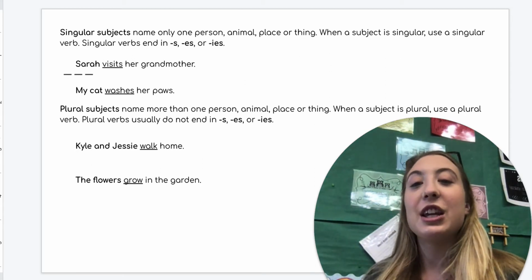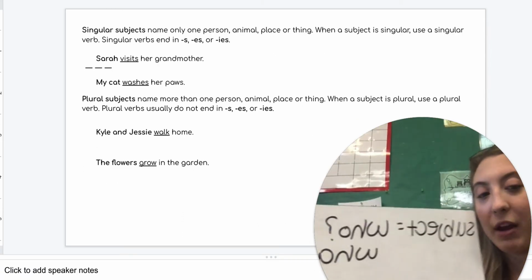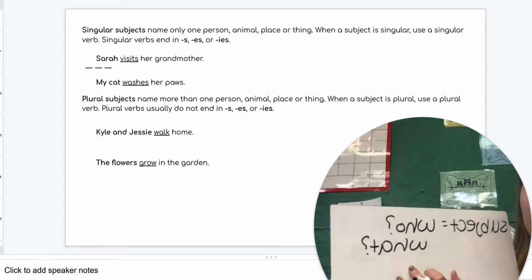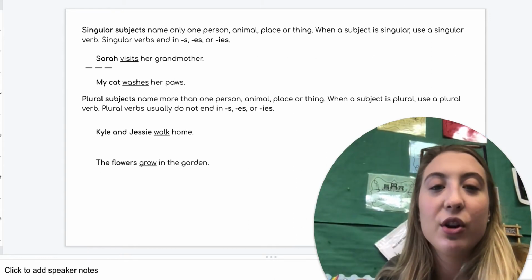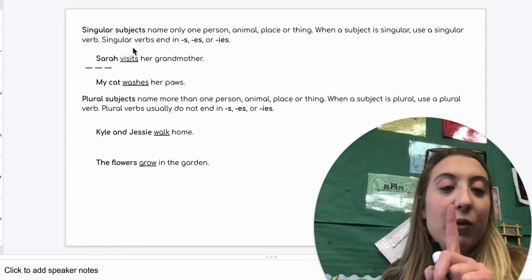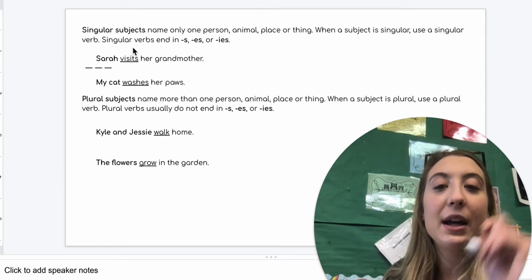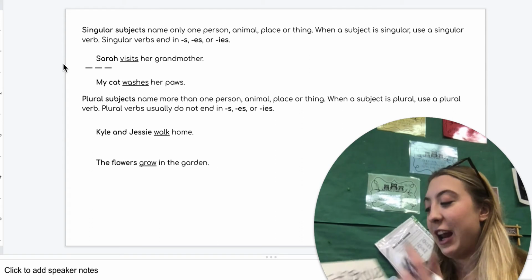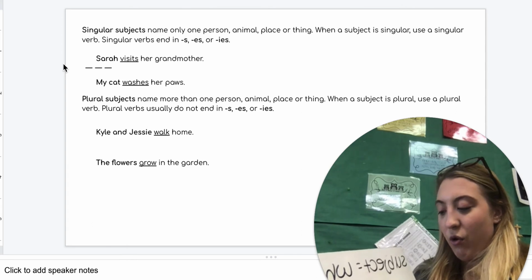All right, so remember, singular subjects. The subject is who the sentence is about. So on my whiteboard, on my paper, this is where I would take my notes, I wrote subject equals who or what. That's what the subject of the sentence is. Who or what the sentence is about. So now if I have a singular subject, that means I'm only talking about one person, one place, one thing, one animal. Singular is one. But when I have a singular subject, my singular verbs are going to end in S, ES, or IES.